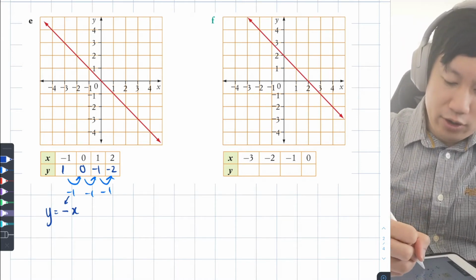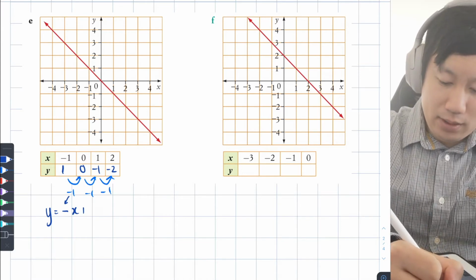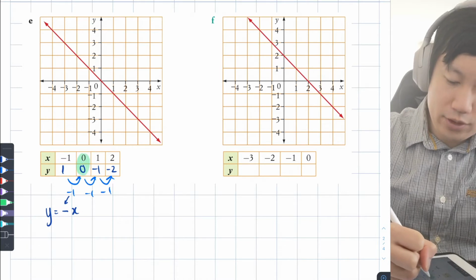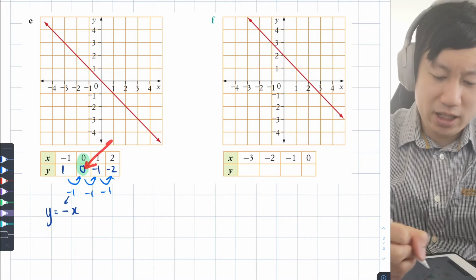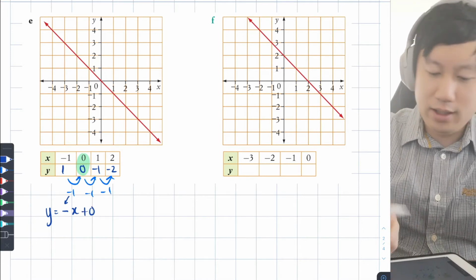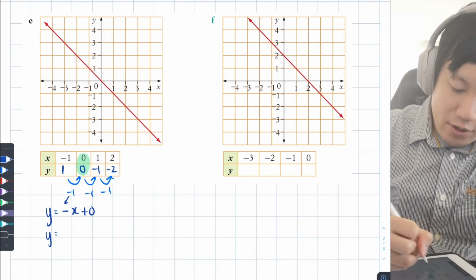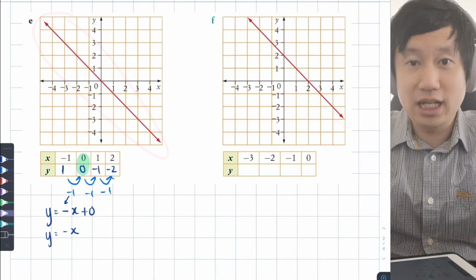The extra number that goes at the end here, whether you plus or minus a number, is right below x equals 0, which is right here. So that number that goes there is just 0. But if you think about it, if you plus 0 to anything, it's just going to be the same thing, so you don't even have to put that there. So our equation of this line is y equals -x.